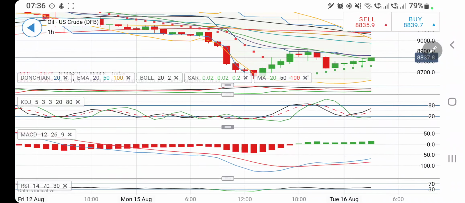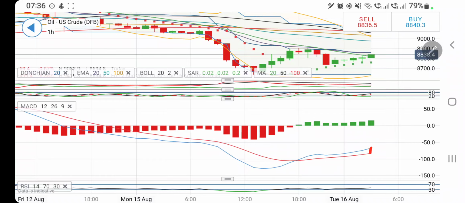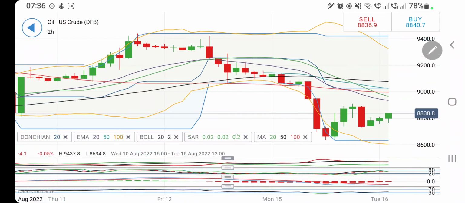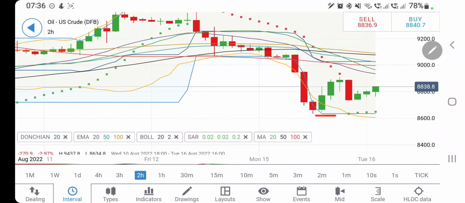Directional movement is bearish. Stochastic is looking upwards. The MACD is bullish here. It is divergent. RSI is looking upwards too. Likewise, if you see on the 2-hour charts, a similar formation. Higher lows are getting created. At the same time, we must connect the dots: lower highs are getting created here.